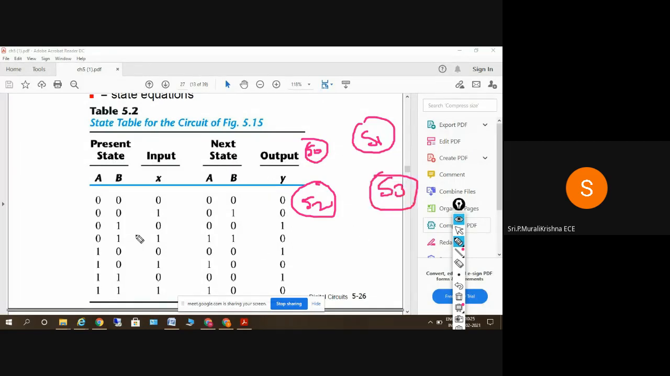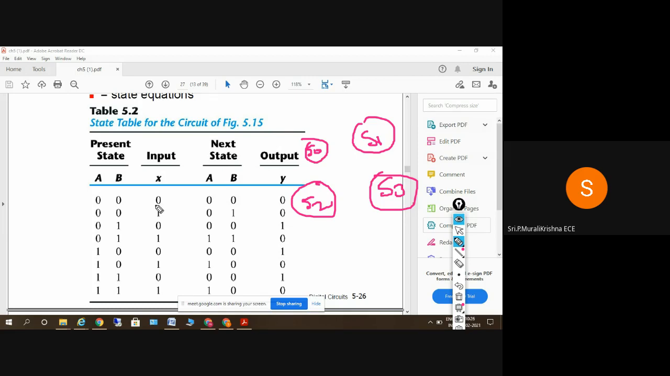Next, list all the possible transitions. Transitions mean going from one state to another state. When we are in the present state and an input is applied, what is the next state? For example, what is the meaning of S0 here? 0 0, sir.